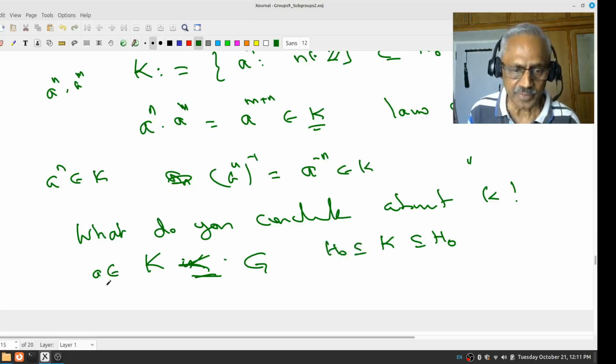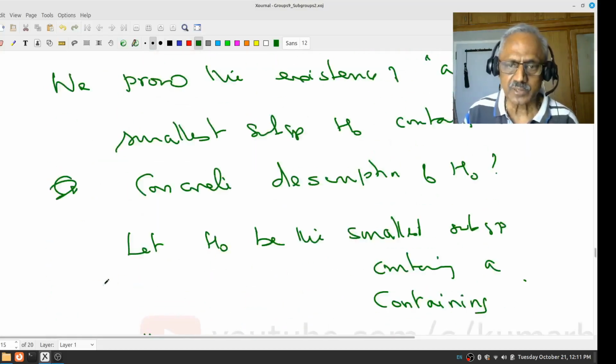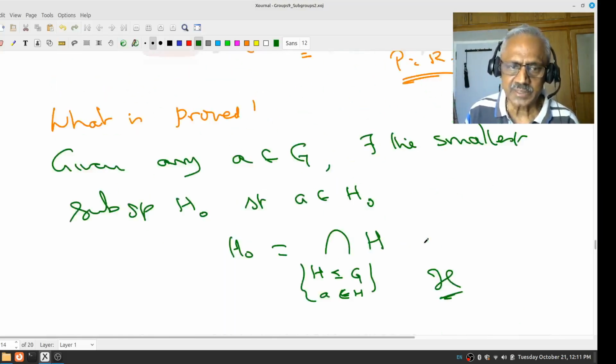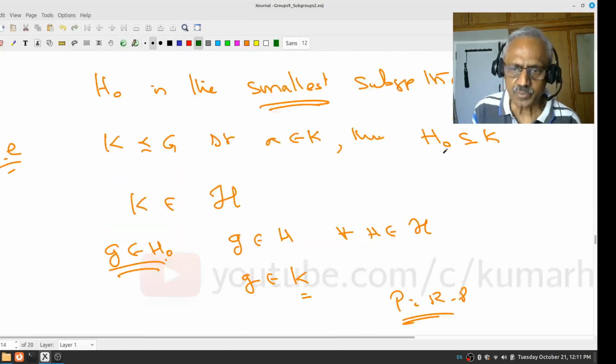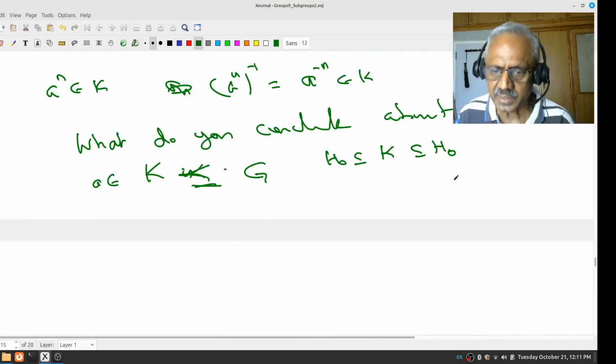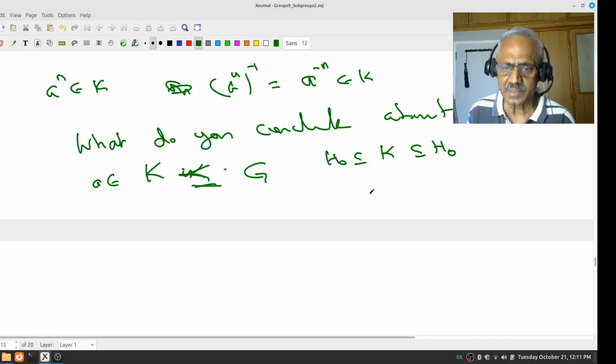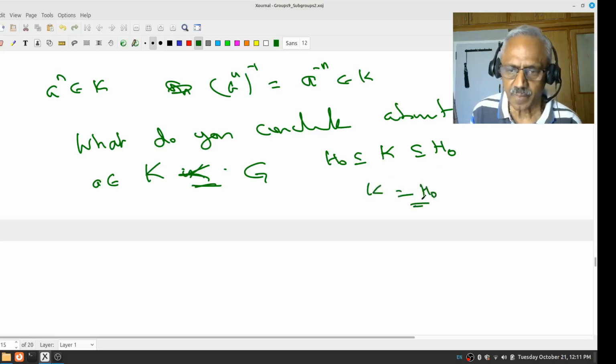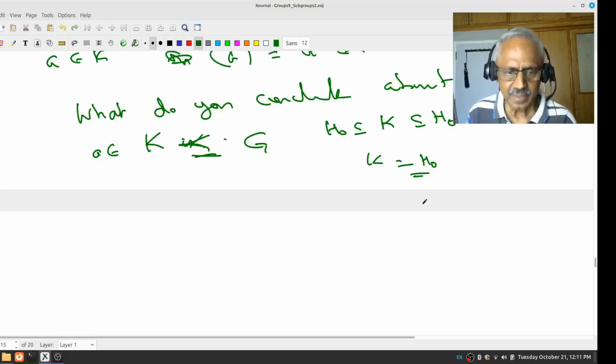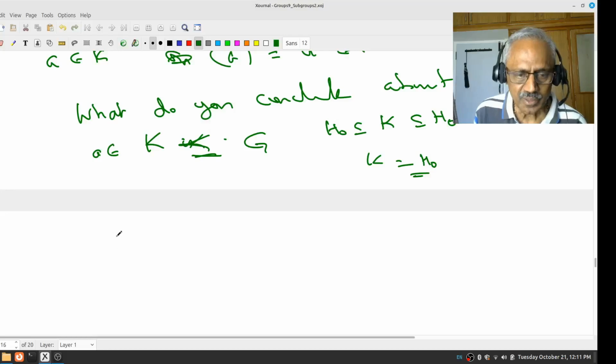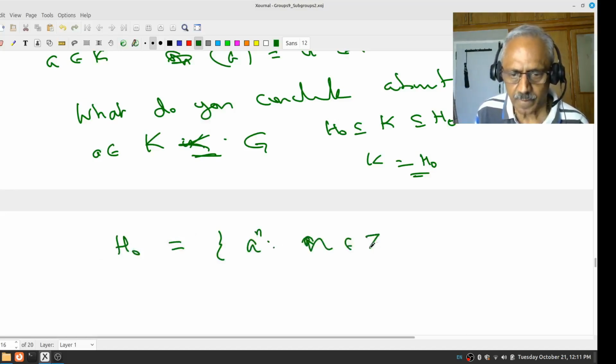K is a subgroup of G. And what is meant by smallest subgroup? It is that if K is any subgroup that contains A, then H naught should be contained in K. Therefore, H naught is contained in K, but K is already contained in H naught. Therefore, K equals H naught. Therefore, we found the smallest subgroup that contains A as a concrete description. It is all powers of A.